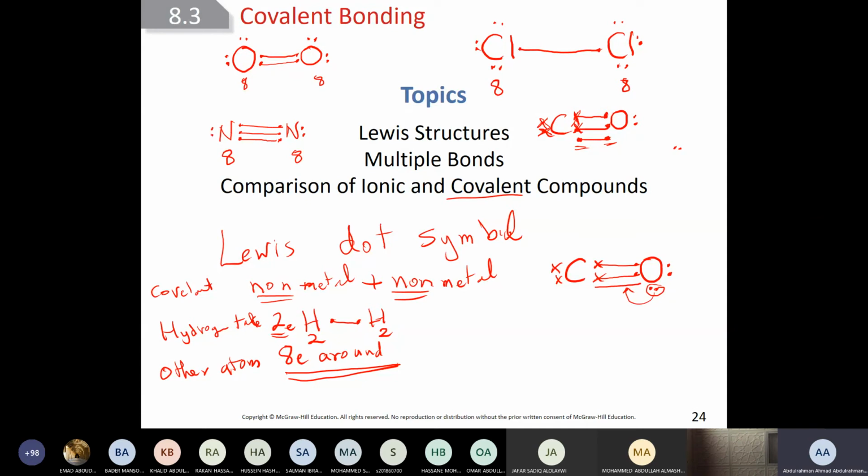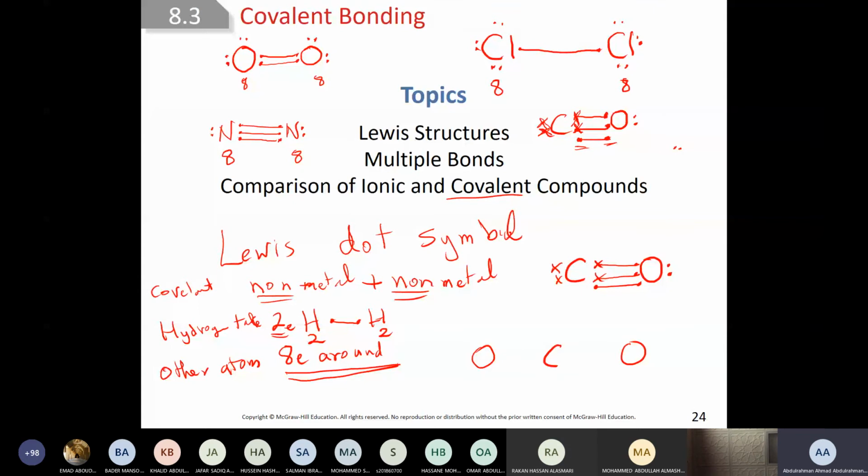Is this clear? So I took them from here and put them here. Now, how many around the oxygen? 8. And how about the carbon? Also 8. Is this clear now? Yes, it's clear. Now, let's assume that we have C, O, and O.